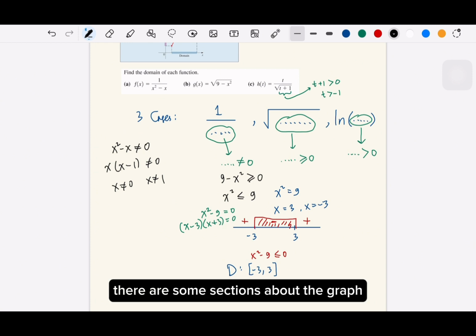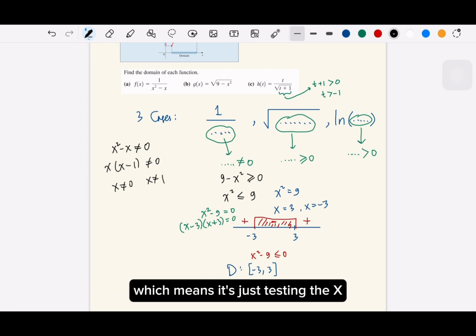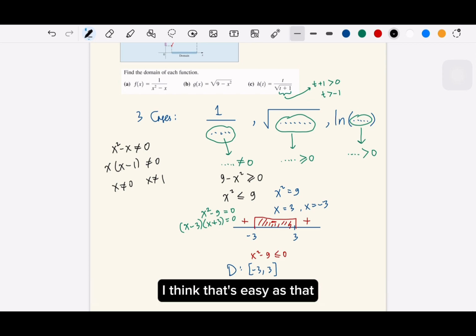There are some sections about the graph, getting information from the graph. I believe most of us know that and are already familiar, which means it's just testing the x into the functions and putting in the point on the graph. I think it's as easy as that.